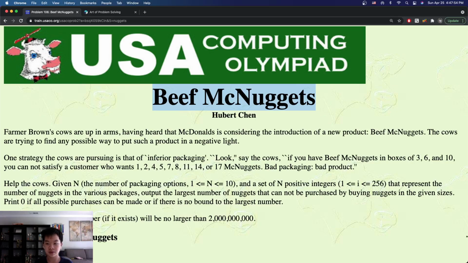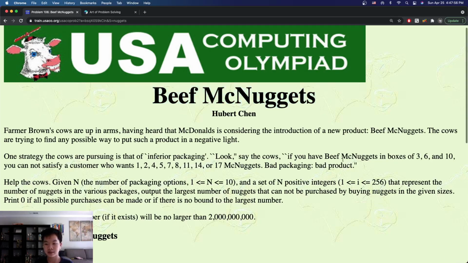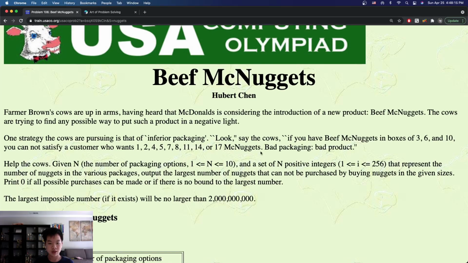So for example, if he has McNuggets in boxes of 3, 6, and 10, he cannot satisfy a customer who wants 1 McNugget, 2, 4, 5, 7, 8, 11, 14, or 17. So he will not be able to provide these specific amounts of McNuggets.